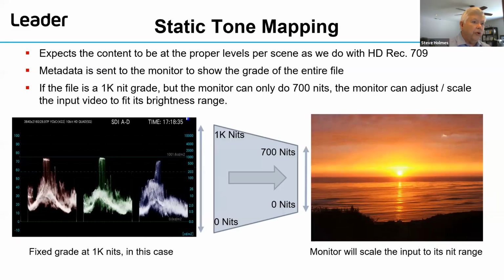In static tone mapping, which is what's in HDR10, you send metadata to tell it what color space you're in and what level of grade you did. That way the monitor can automatically adjust itself based on the metadata you sent it, and it knows if it can only go to 700 nits, it can scale that data to fit within the brightness range that it can do.